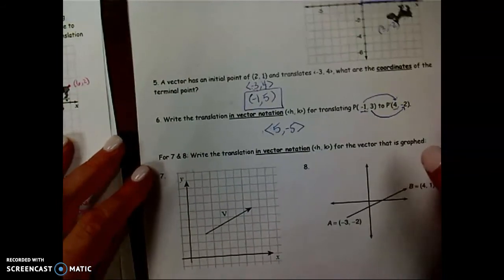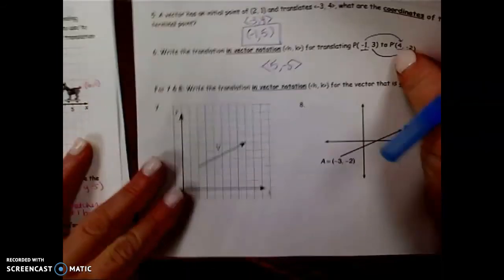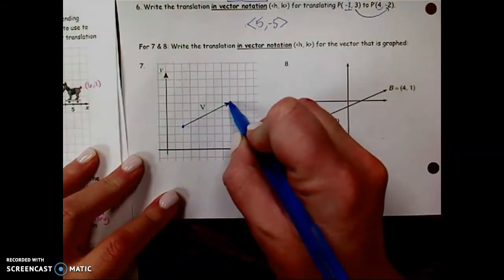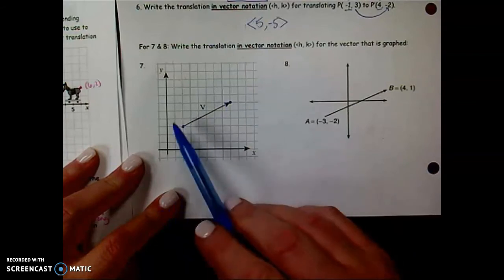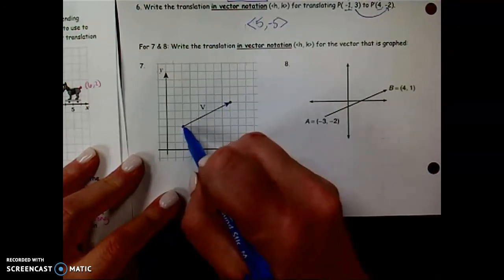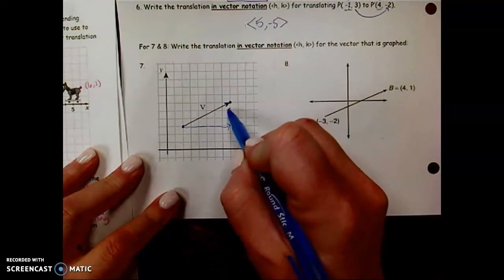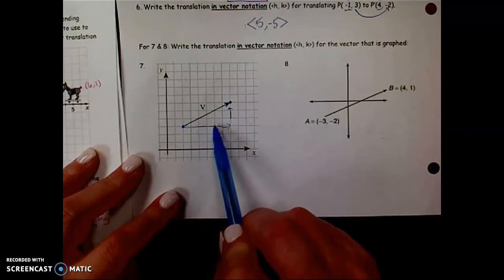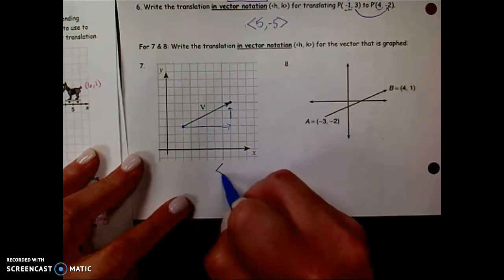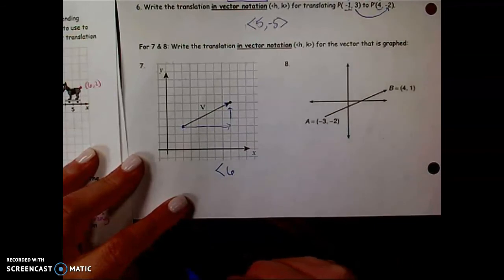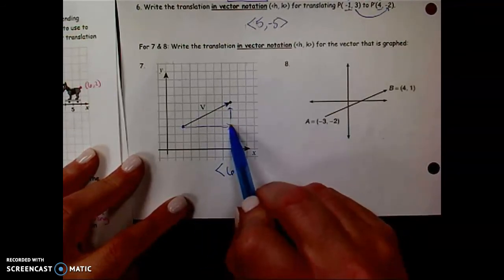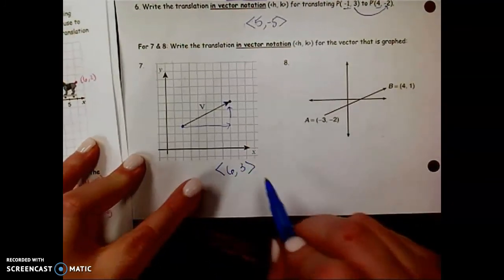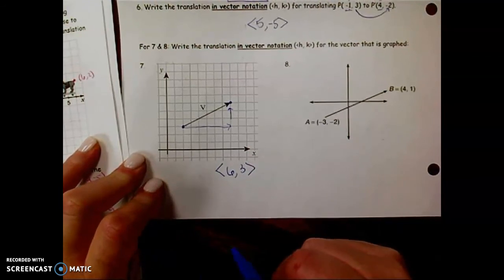We're doing the same thing on number 7 and number 8, writing the vector notation for the translation. So here's my initial point, here's my terminal point, because that's what the arrow is pointing to, and that's the direction we're going. So you can see that we're going to the right and up in this translation. The number of units to the right is 1, 2, 3, 4, 5, 6. So that's the number that will go in the first spot of my vector notation. And we're translating up 1, 2, 3. So 3 is the second number in my vector notation. Remember to use angle brackets, not parentheses.